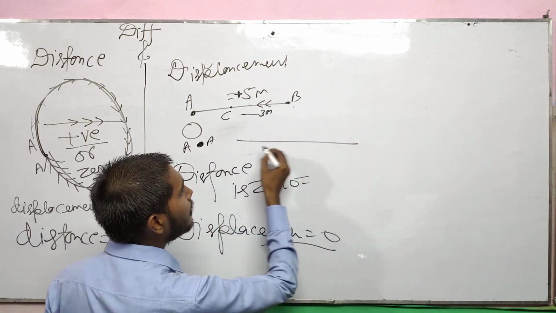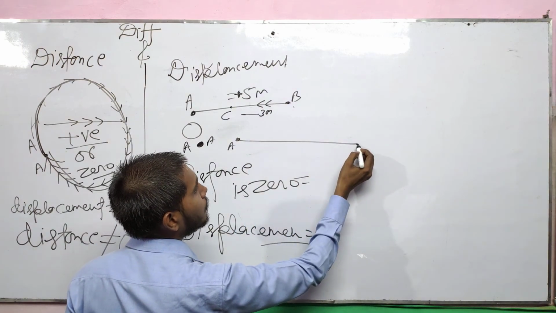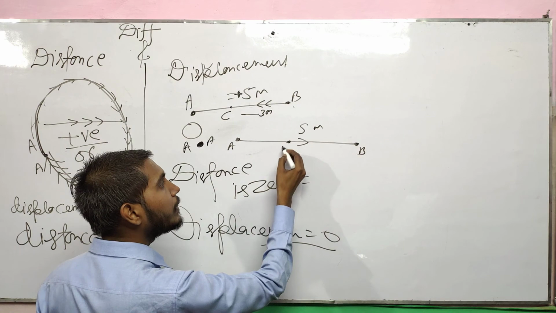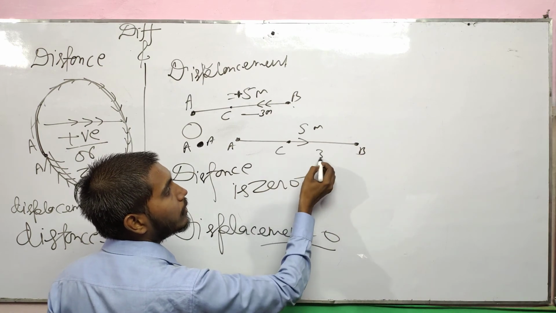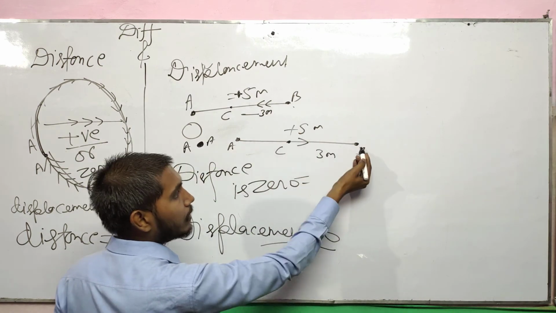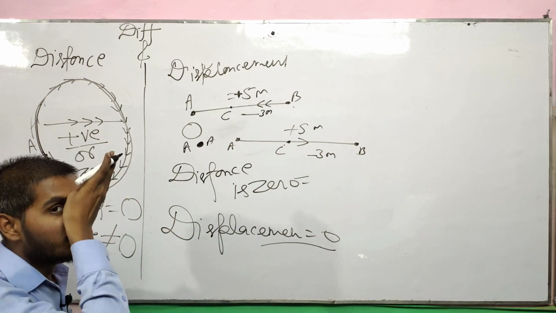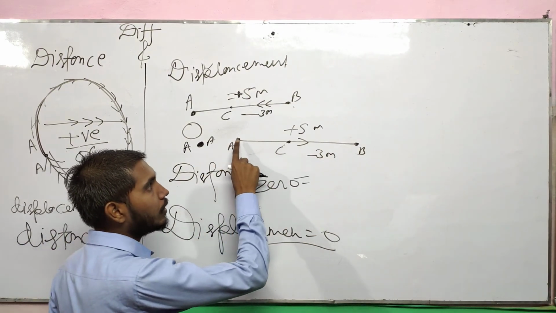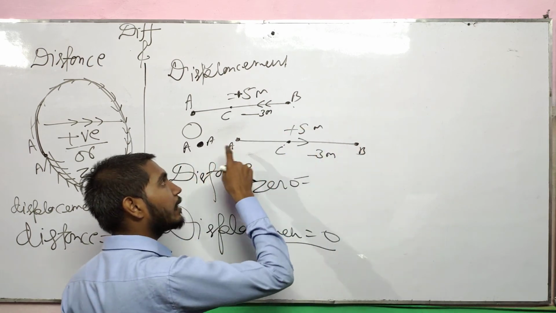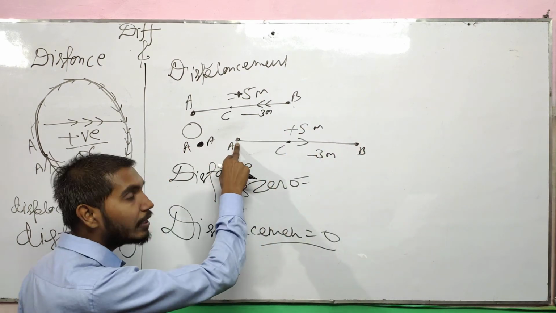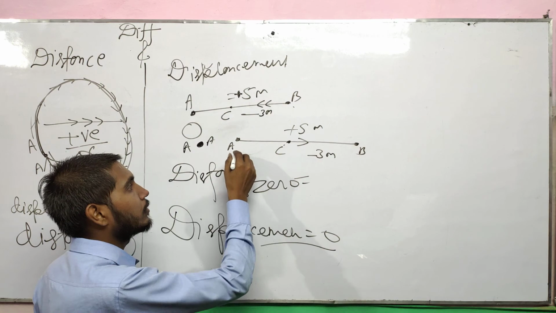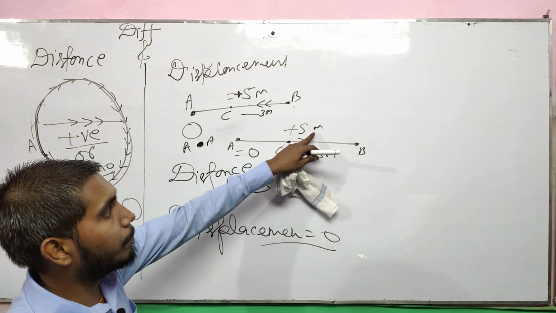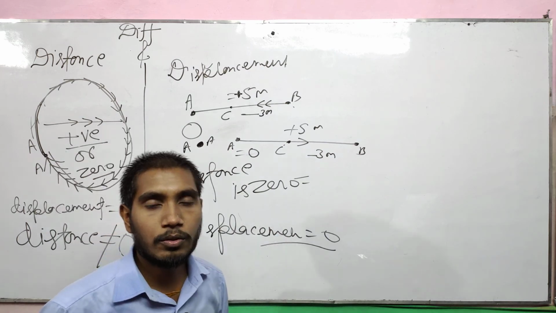When you go A to B, 5 meter, and come back B to C, 3 meter, this is plus, then this is minus. When you go A to B and once again come to A, the initial point is A and final point is A. So displacement is 0. So displacement can be positive, negative or 0.